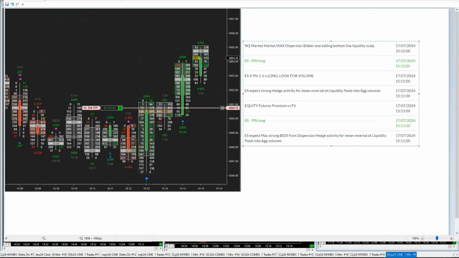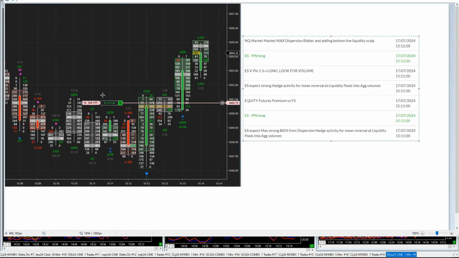Let's take a look at this trade here. Now, forgive my pricing, guys. I was late to the party. I know that. Boo hoo, but I was talking to you guys, so it's your fault.